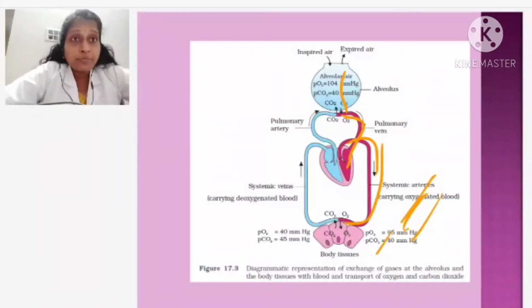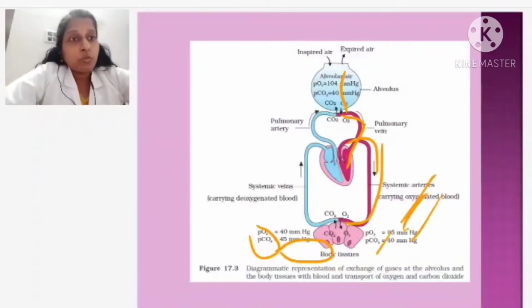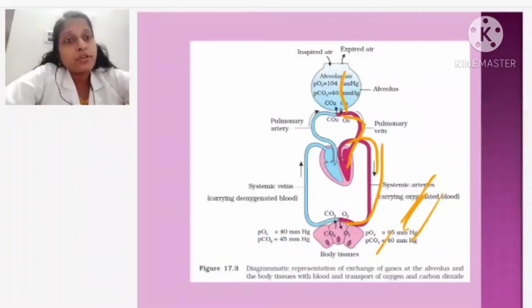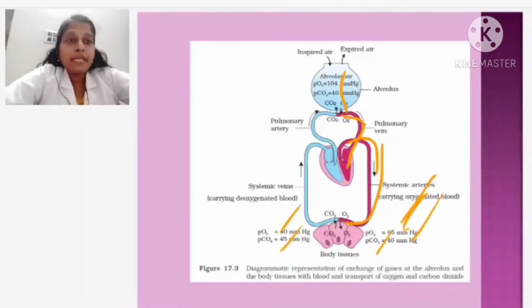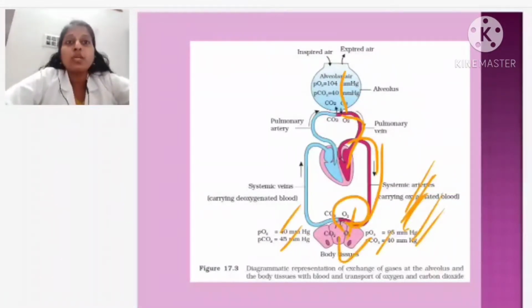Now when it is coming to various parts of my body, listen carefully, there are tissues present. In the tissue, how is the pressure gradient? In the table we have seen, isn't it? In the tissue oxygen is only 40, and the partial pressure of carbon dioxide is 45, isn't it? But here in the blood it is 95 and 40. So which one is more? Oxygen is more in the blood, less in the cells. So oxygen from here will be moving into the cells, the tissue.